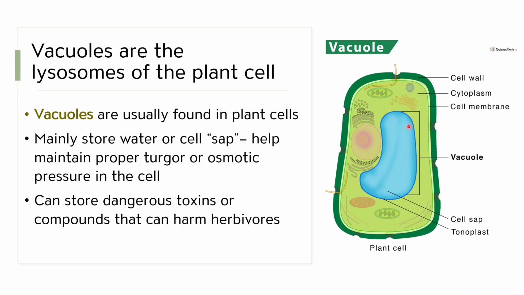Now, often the vacuole will end up storing dangerous toxins. And this is where if you bite into a plant and the plant is poisonous, you are breaking its vacuole, and those dangerous toxins stored inside you end up ingesting, and you can get sick or die from.